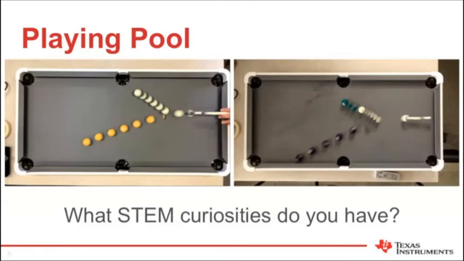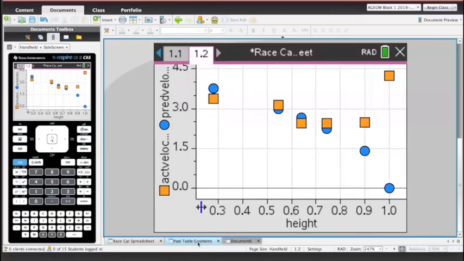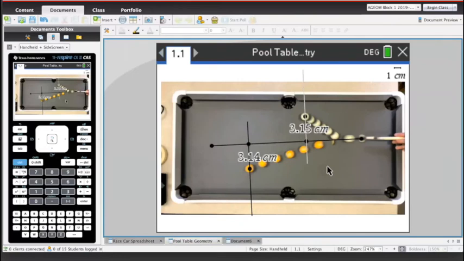I geek out all the time as a geometry teacher about the geometry app on the Nspire, but I also didn't think I was going to use it as much as I do here in physics. So one of the things we were trying to do was specifically talk about the conservation of momentum. And so we found the mass of two of the pool balls and found that the masses were exactly the same, which was helpful because if you're talking about momentum, then it's mass times velocity.